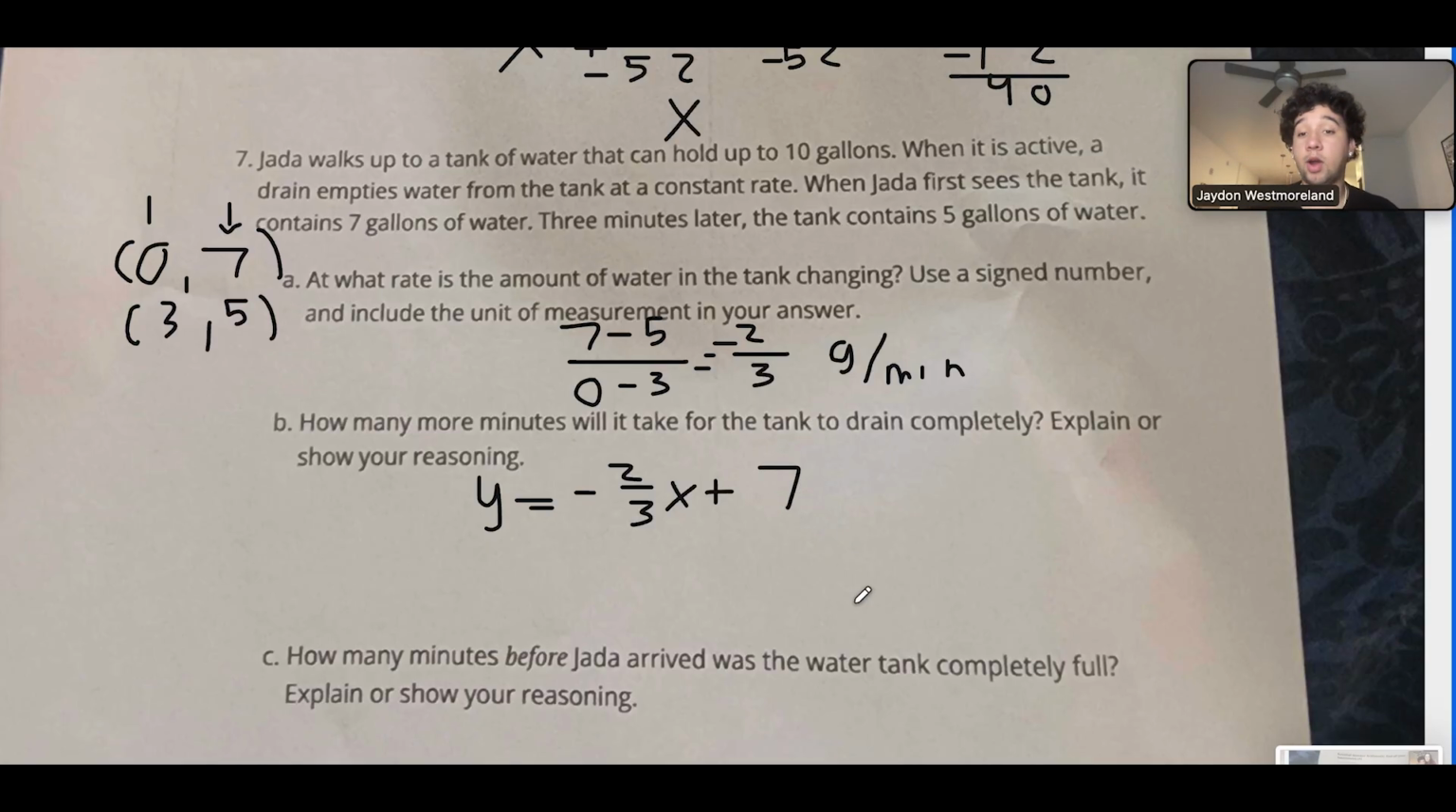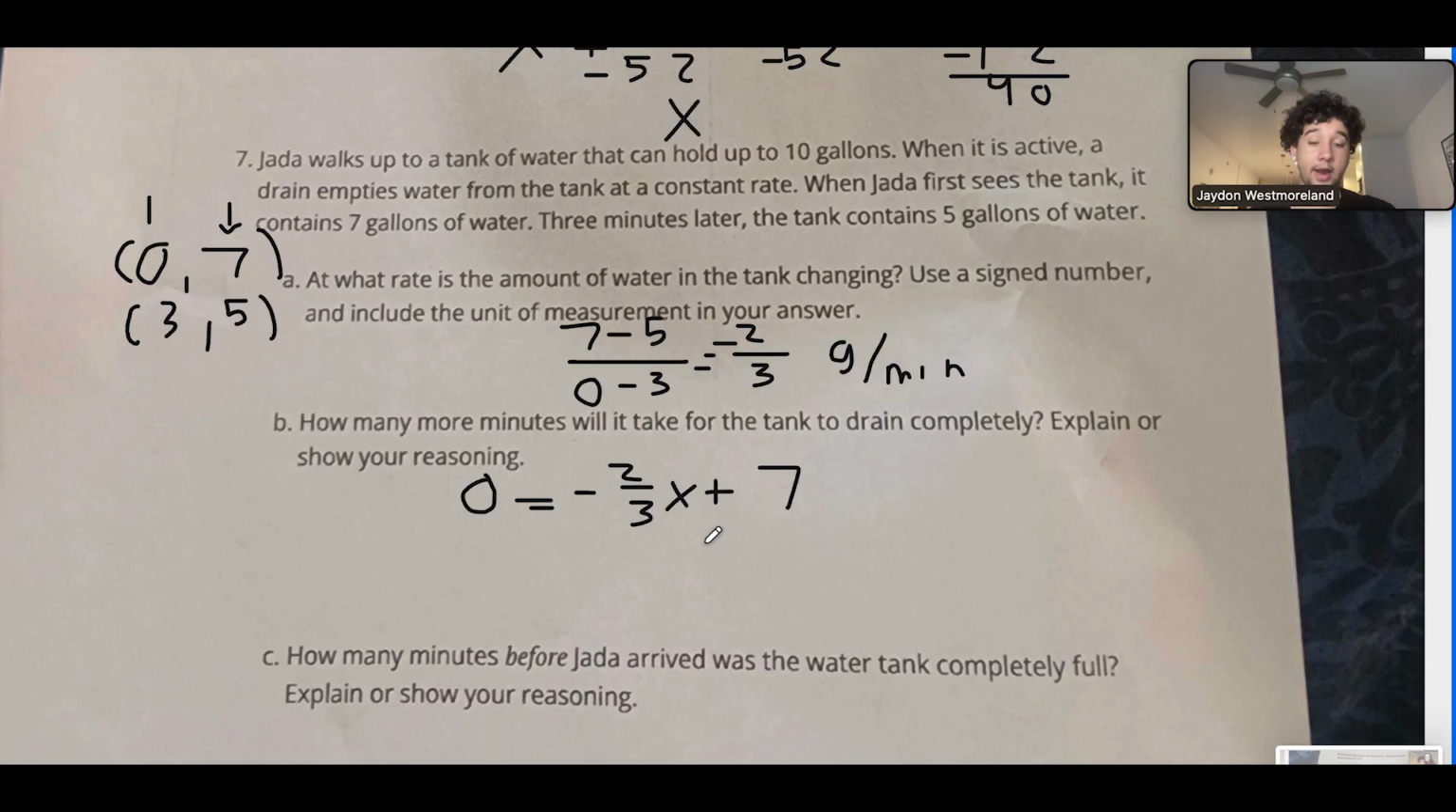Okay. Now, how many more minutes will it take for the tank to drain completely? Is the tank's gallons our y value or our x value? Well, let's look at our points. Well, this was 0 minutes. This was 3 minutes. So x is based on time. 7 gallons and 5 gallons. So our y value is our gallons. So I'm going to replace y with 0. And then I'm going to solve.